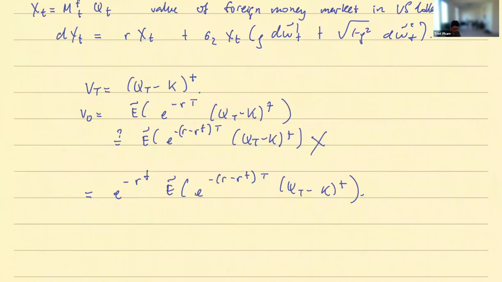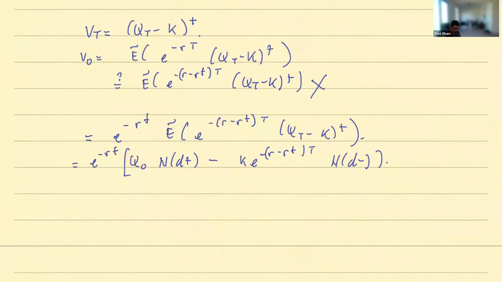So it's going to be basically e to the minus RF T, Q0, N(d plus), minus K e to the minus (R minus RF) T... no, minus K e to the minus R T, N(d minus). But now the plus and minus in d also involves R minus RF.